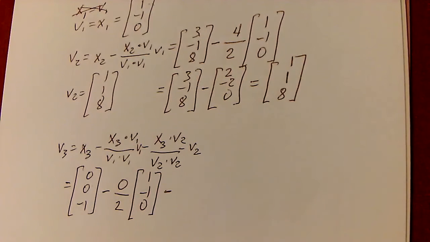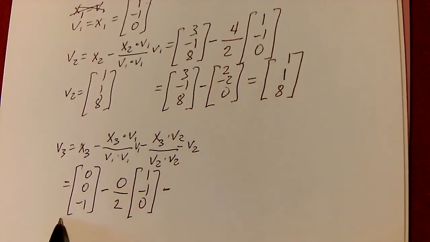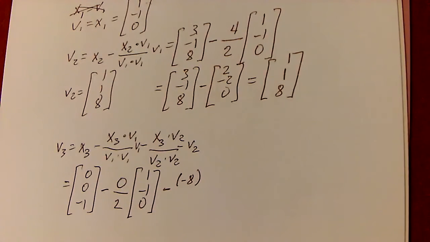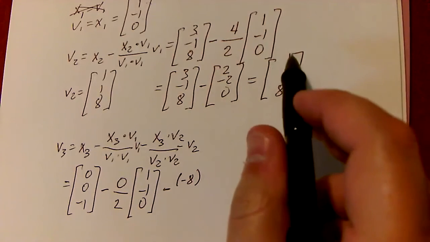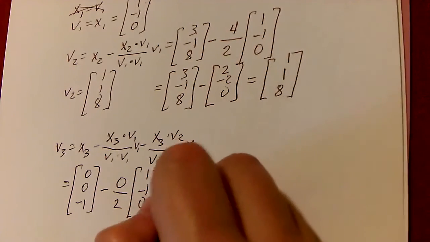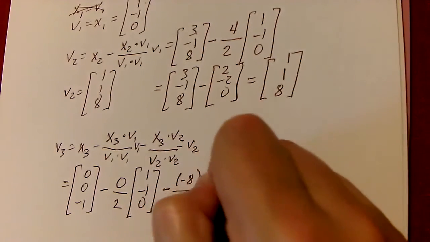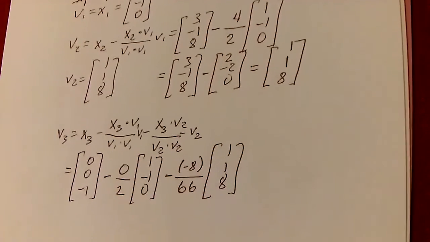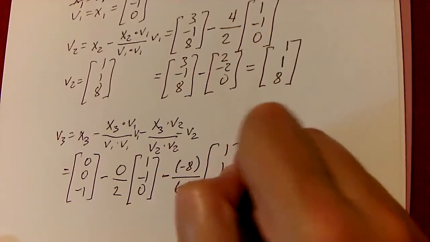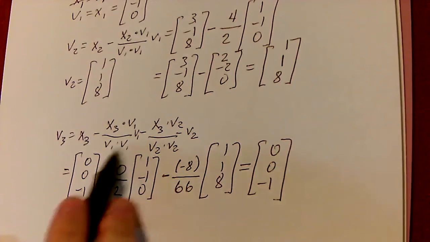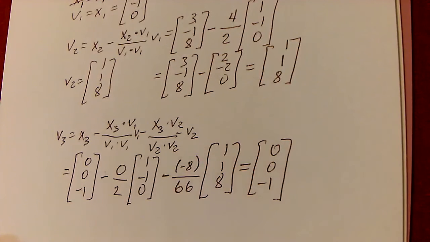Minus, okay, x3 dot v2 now. So x3 is 0, 0, and then -1 times 8 gets us a -8 for the numerator. Okay, denominator then is going to be v2 dot v2, so that's 1, 1, and 64, so that makes 66 for the denominator. And then we're going to multiply that times v2, which is 1, 1, and 8. Okay, so let's keep going. I've got 0, 0, -1. This whole vector goes to 0, so we don't even have to worry about writing it down.